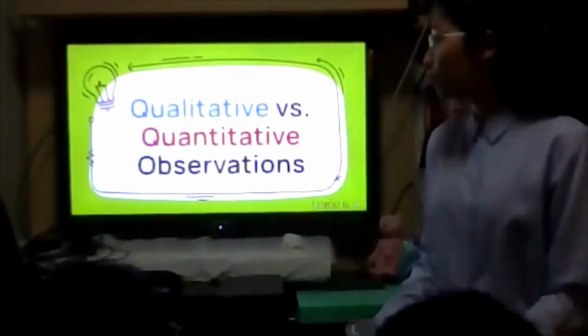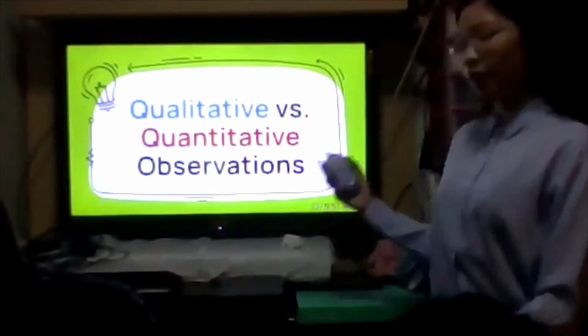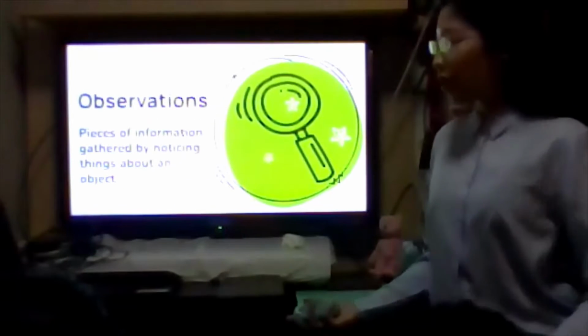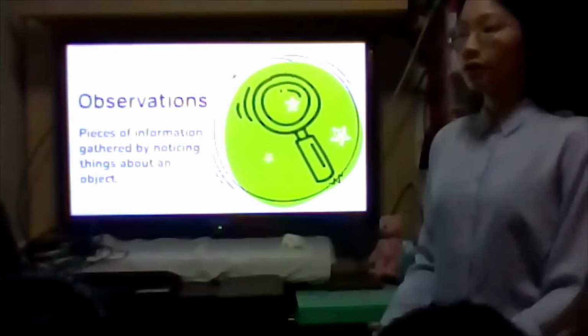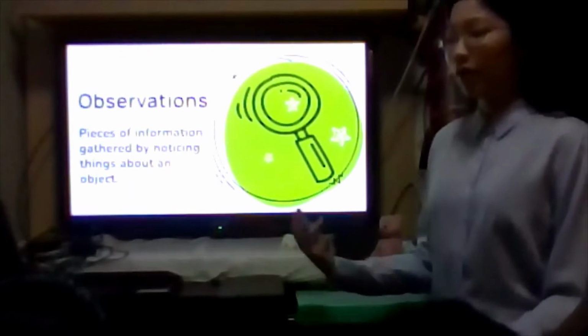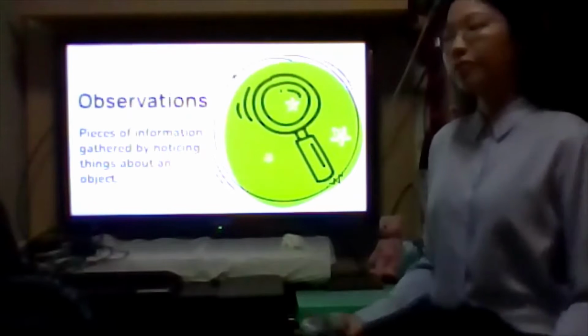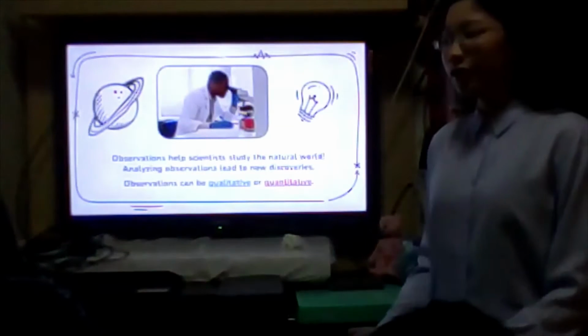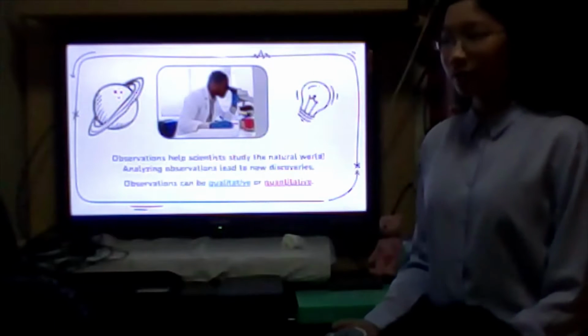Okay, so today, class, we're going to be learning about qualitative and quantitative observations. So, what are observations in the first place? For a little review, observations are pieces of information gathered by noticing things about an object. It's something we do every day when we look at things. Now, observations are a really big part of science.